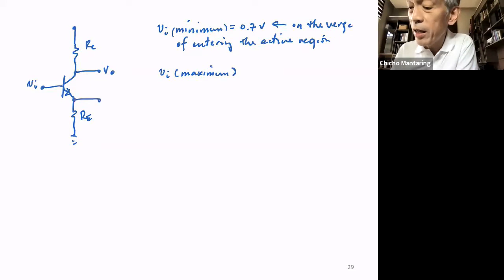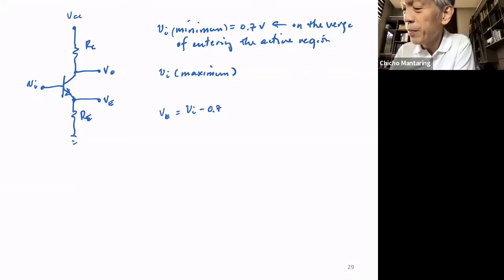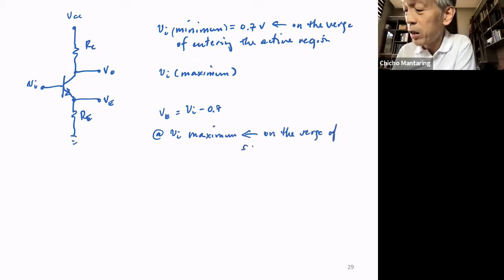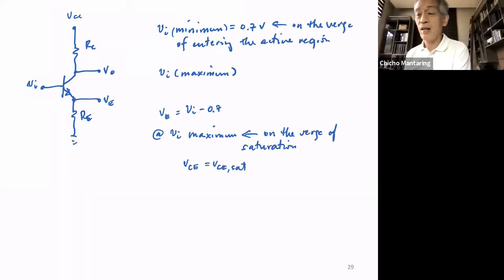Okay, the voltage here, this is VE. VE is equal to VI minus 0.7. At VI maximum, this means it's on the verge of saturation. VCE will be equal to VCE sat, which is equal to 0.2.